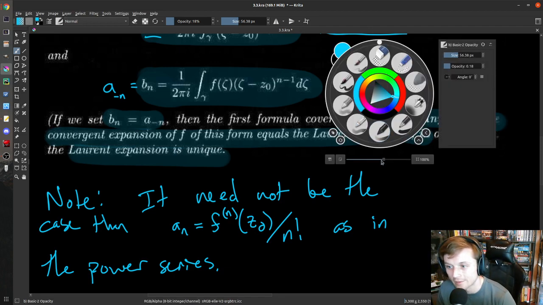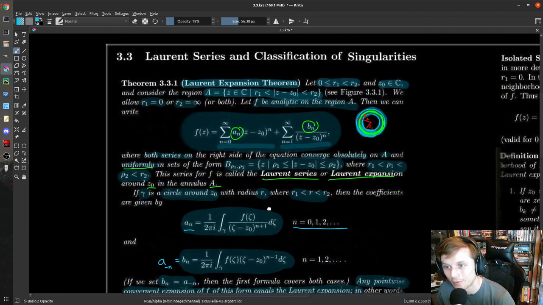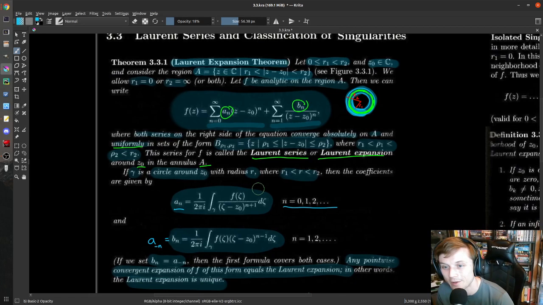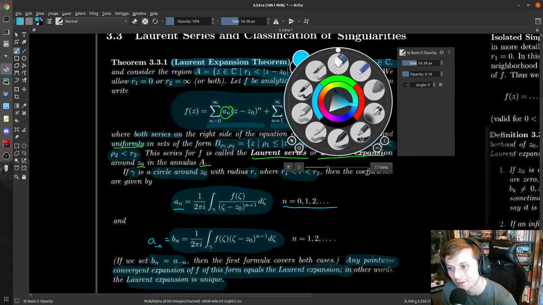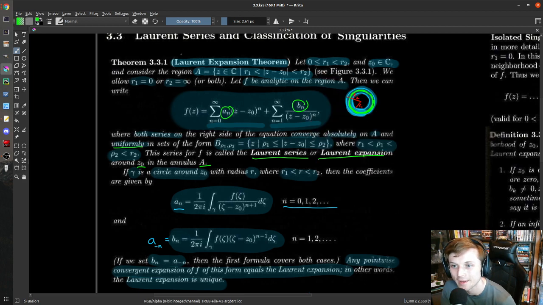So let's zoom out for a second, because holy crap, what a long theorem. It is meaty. This is the real deal. This is when it starts getting pretty cool, in my opinion. The Laurent expansion theorem, and what we're going to get today and tomorrow, is when you start to see some of the really neat stuff.